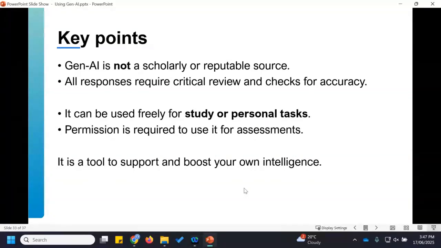But yes, whenever you use it, if you do use it, if you're allowed to use it, you do all those checks first and then declare that you've used it, how and why, and all the prompts that you've used within it.